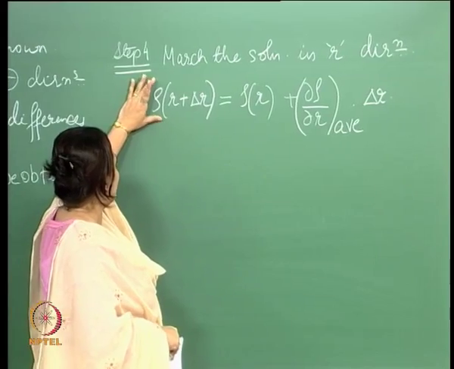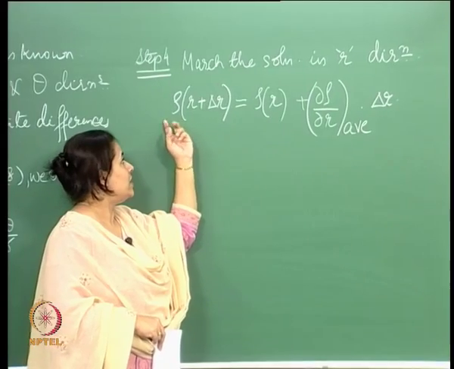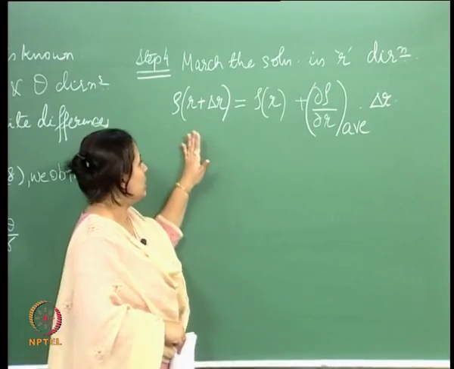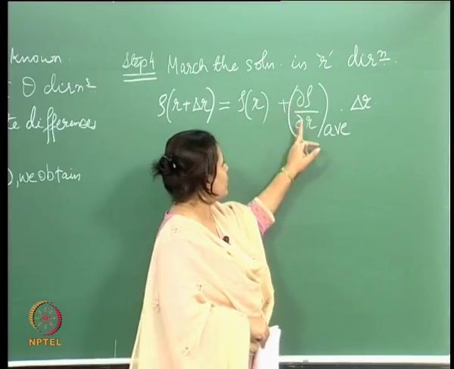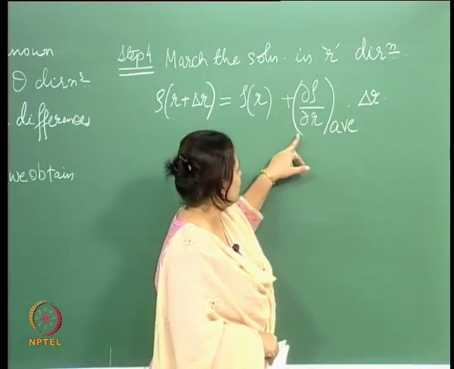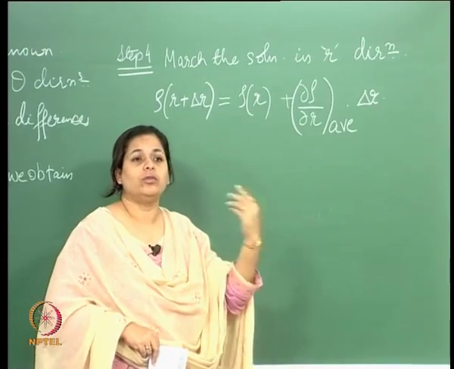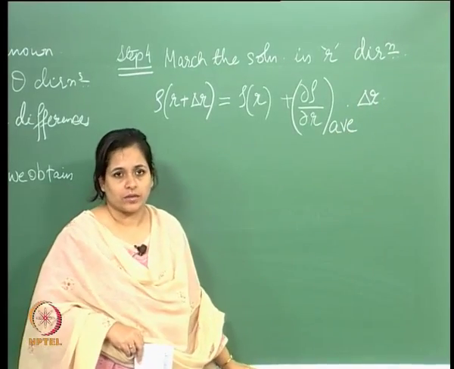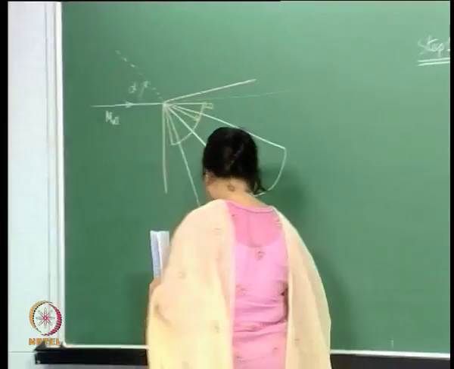Now, if I have the density at r, then the density at r plus delta r, at the next radial position, is equal to rho at r plus del rho del r average into delta r, which is the variation of this density as we go from r to r plus delta r, into the total change in delta r. This is the whole idea. Let me try and clarify that here.